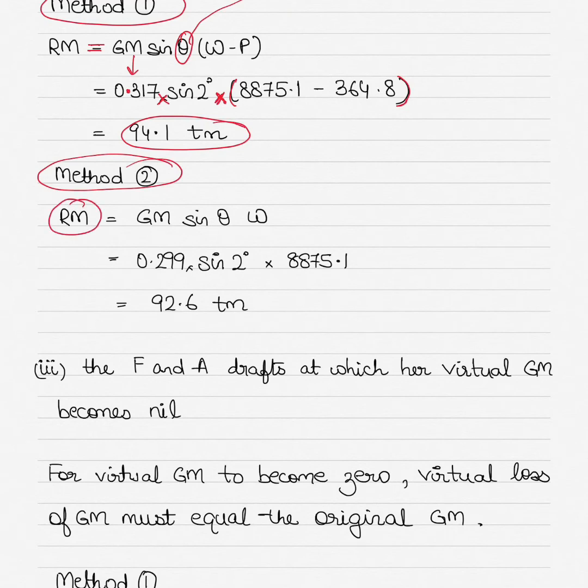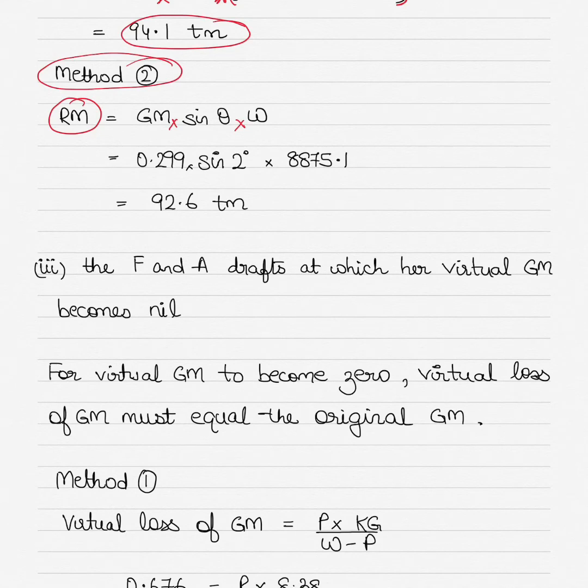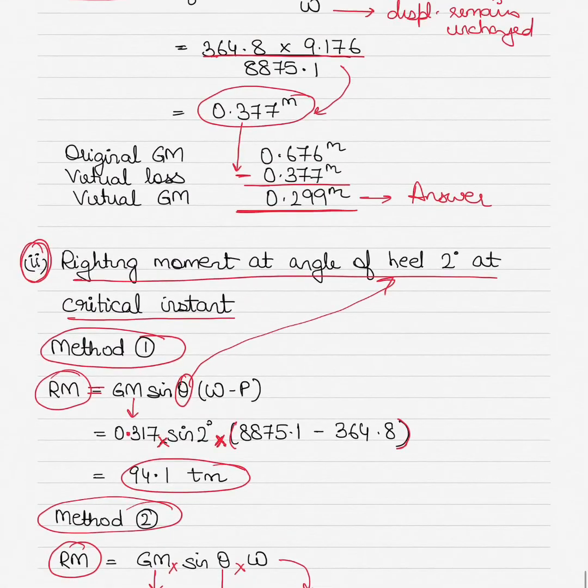Method 2, righting moment, again you will assume that there has been no loss of displacement. In the earlier example, method 1, you are assuming loss of displacement. GM multiplied by sine theta, again sine theta is angle of heel, multiplied by unchanged displacement. So unchanged displacement is 8875.1, sine theta is sine 2 degrees, and GM is 0.299. Where are we getting these GM values? Remember, these are the GM values. This is from method 2, this GM value after a virtual loss has taken place.